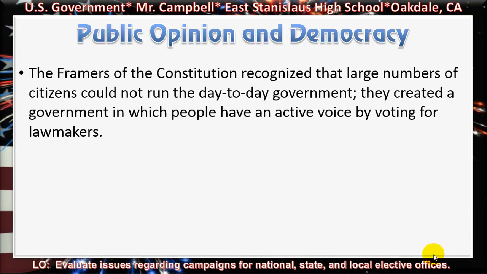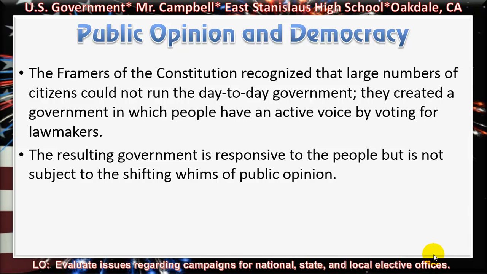The framers of the Constitution recognized that large numbers of citizens could not run the day-to-day government. They created a government in which people have an active voice by voting for lawmakers. The resulting government is responsive to the people, but it is not subject to the shifting whims of public opinion.